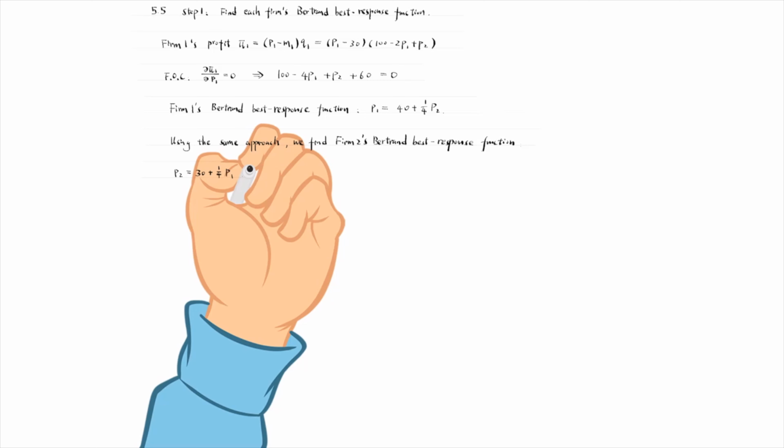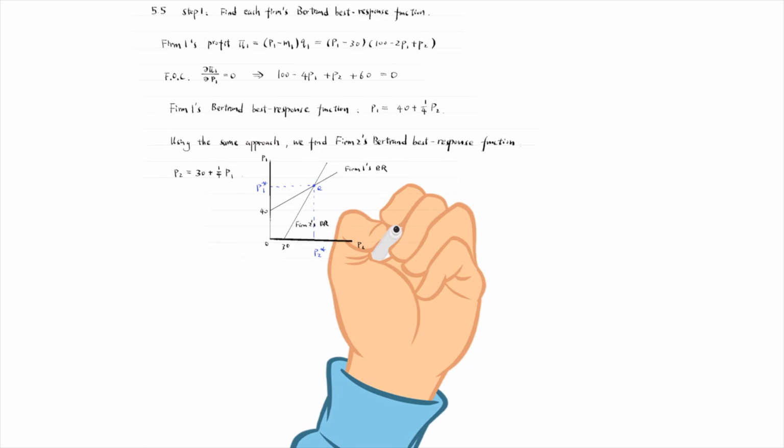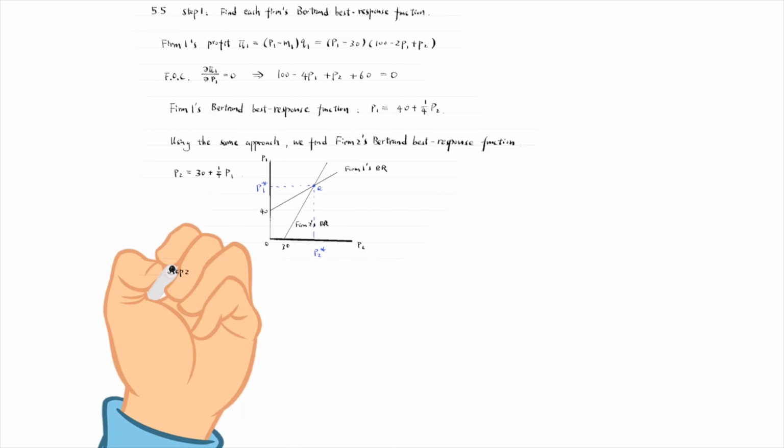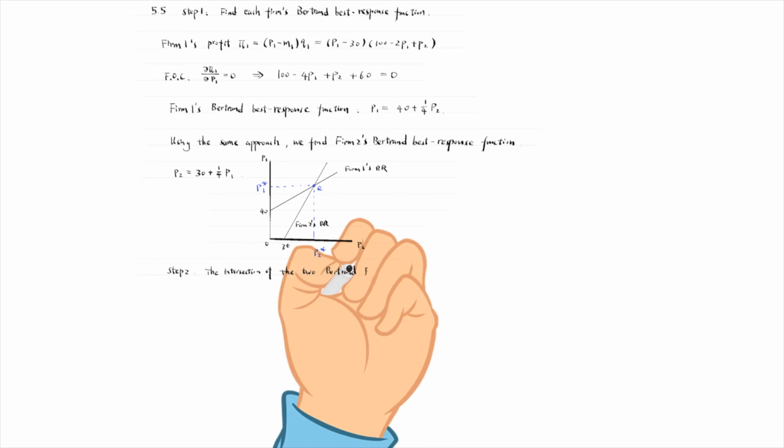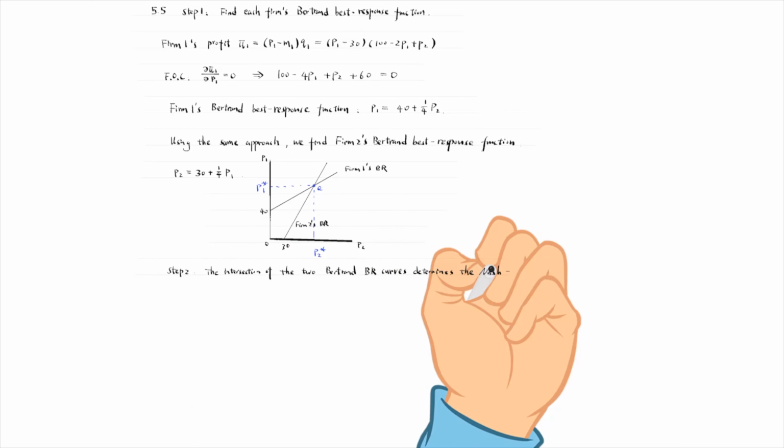The two Bertrand best response functions are not symmetric because of different marginal costs. We plot the two Bertrand best response curves in the graph. They have positive slopes. In the second step, we find the Nash-Bertrand equilibrium prices by solving the two best response functions simultaneously.